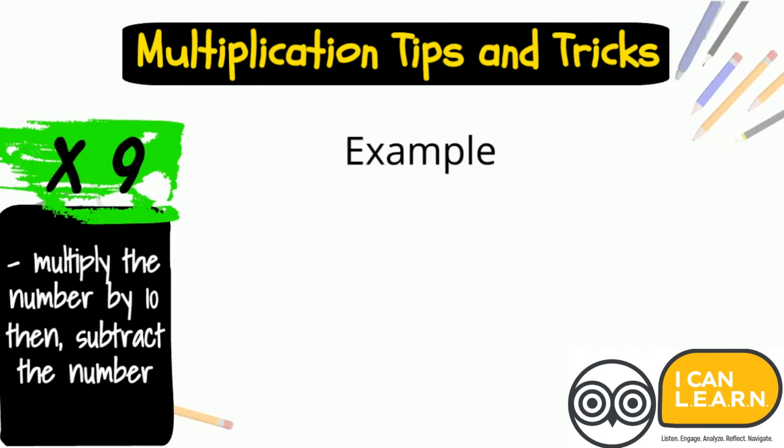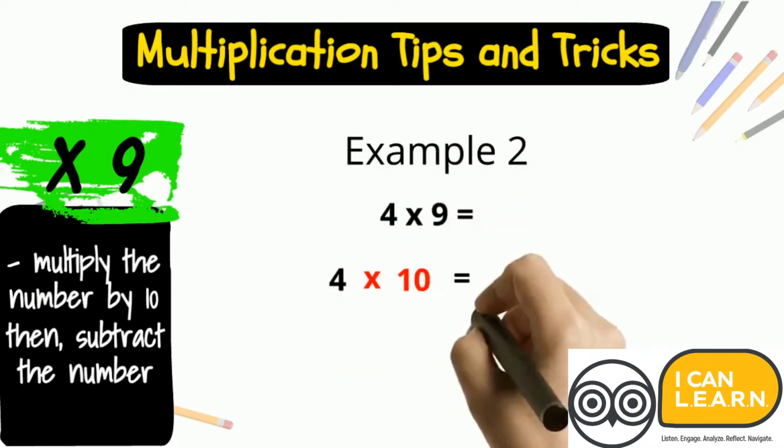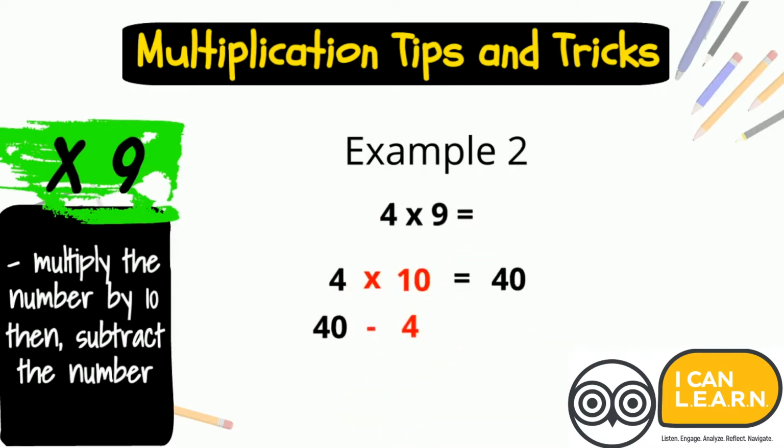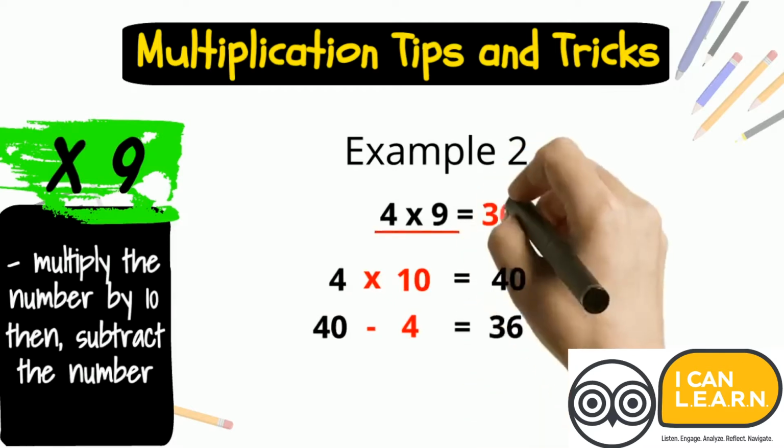Another example would be 4 times 9. 4 times 10 equals 40. 40 minus the number, which is 4, equals 36.